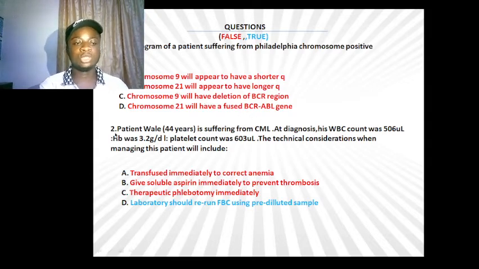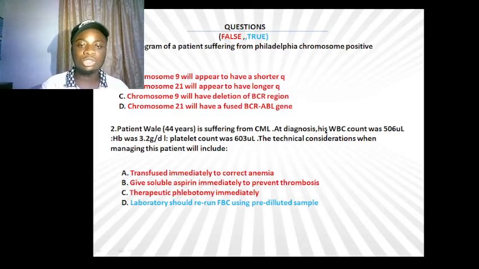Now question 2. Patient Wally, 44 years, is suffering from chronic myeloid leukemia. At diagnosis, his WBC count was 506 per microliter, the hemoglobin was 3.2, and the platelet count was 603. The technical considerations when managing this patient will include: the underlying word here is technical consideration. When you are managing this patient, what are some of the technical considerations?